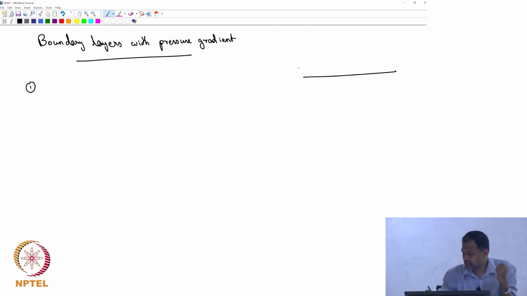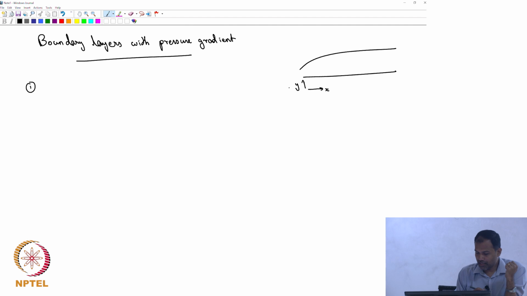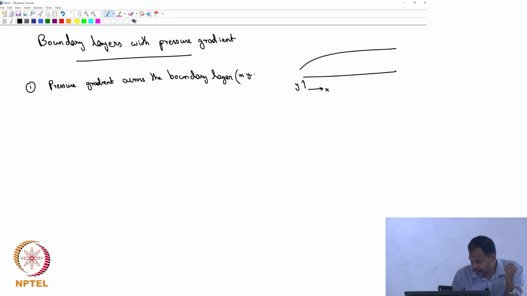So if you look at the facts that we talked about, one of the things we talked about was that if you have, let's say, a boundary layer, this is the x direction, that's the y direction, then I said pressure gradient across the boundary layer, meaning in the y direction, is negligible compared to pressure gradient along the boundary layer.